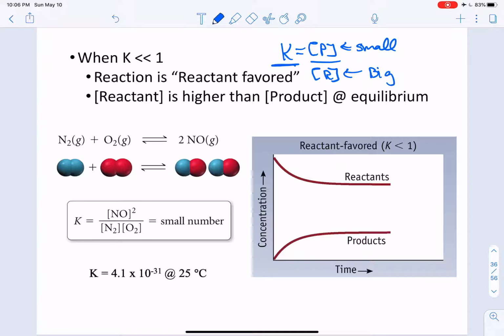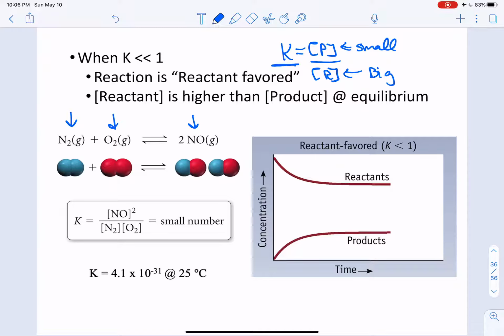It shoots out a couple of product molecules, and then the reactant molecules get lazy and they're like, nope, we're not gonna do any more. Nope, we're not doing it. And an example of this is nitrogen gas and oxygen gas reacting to form a couple of NOs right there.